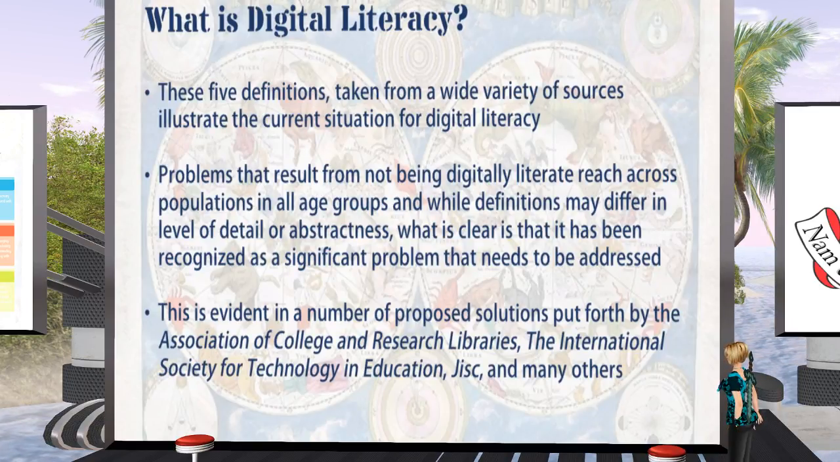This is evident in the number of proposed solutions put forth by the Association of College and Research Libraries, the International Society for Technology and Education, JISC, and many, many others. We'll now discuss some of those solutions.